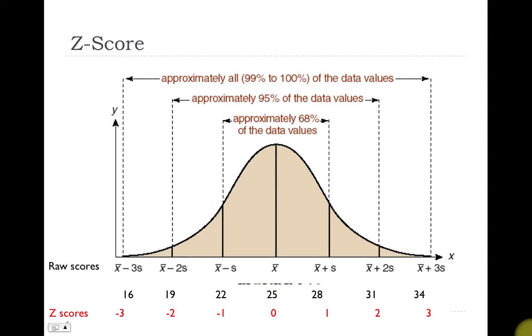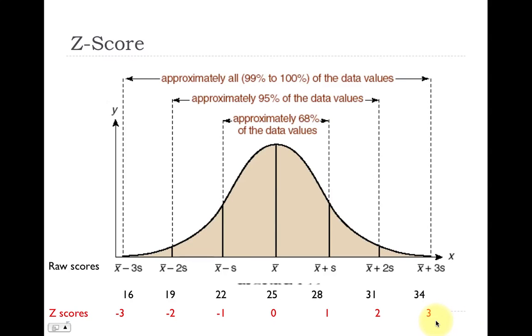So here are our z-scores. They range from -3 to +3. Any data value that has a z-score that's greater than 3 or less than -3 would be considered an outlier because its value is more than 3 standard deviations above or below the mean.